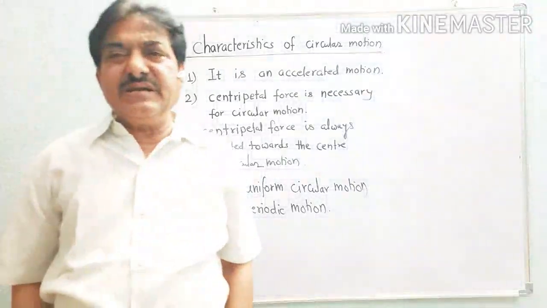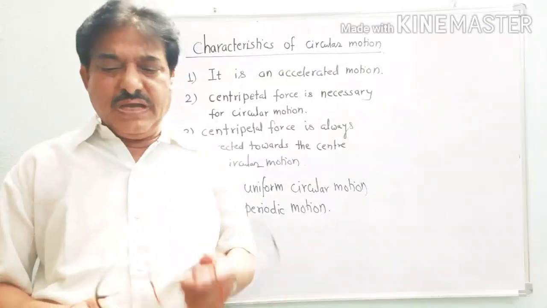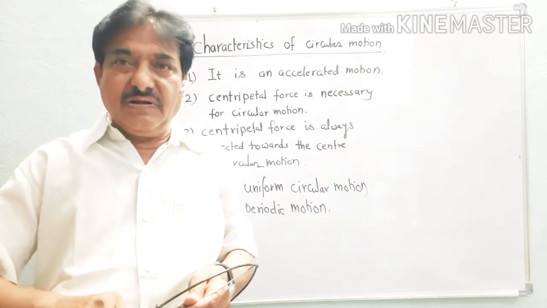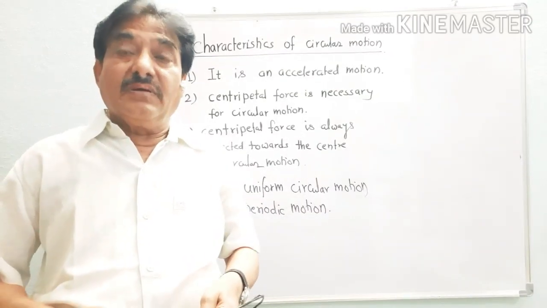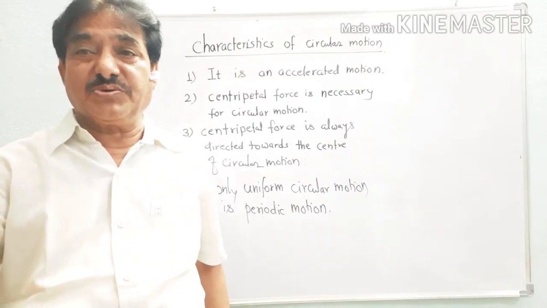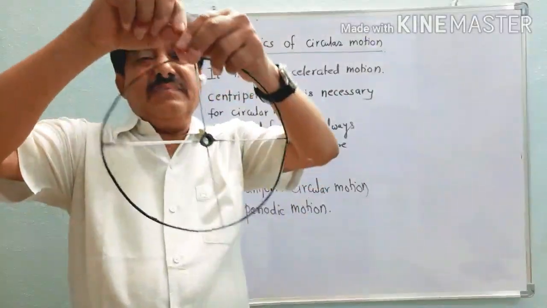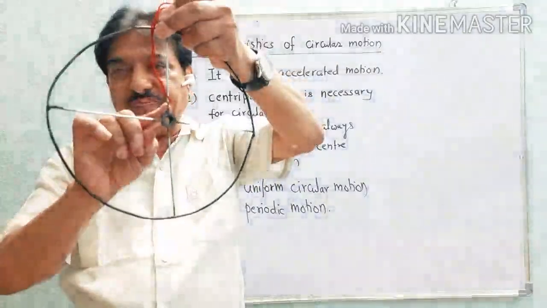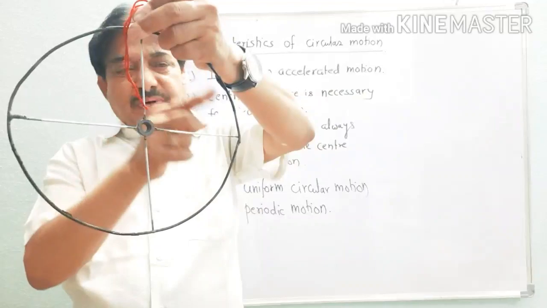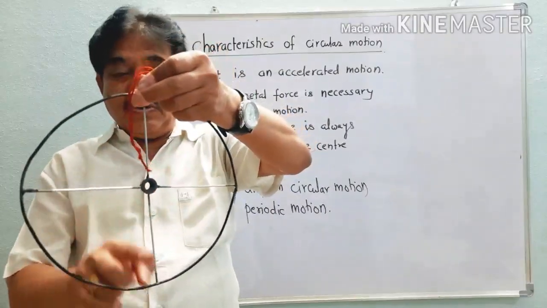Third characteristic, centripetal force is always directed toward the center of circular motion. So, if this particle is performing a circular motion along the circumference of the circle, then the centripetal force is always directed toward the center of circular motion. As this particle moves along the circumference of the circle, this centripetal force acts along the radius and is directed toward the center of circular motion.